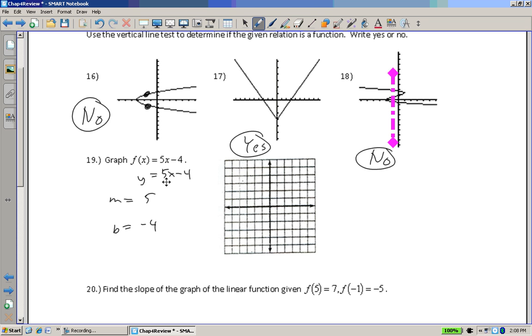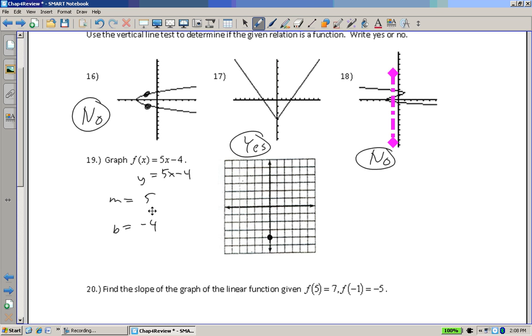I can graph this any way I like. I could use intercepts, slope-intercept form, table of values, any of those. Now let's just, since it's in slope-intercept form, let's use slope-intercept method for graphing. First, I'm going to drop my anchor at -4. So B is the y-intercept. So I'm going to go on the y-axis to -4. Now I'm going to aim rise 5.